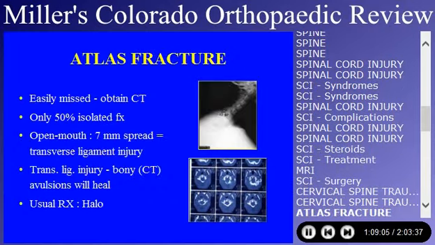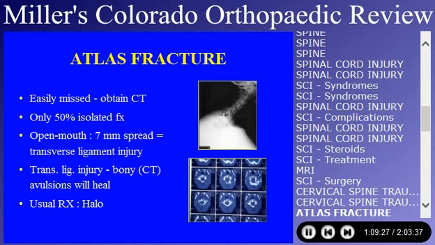Atlas fracture is really the most easily missed of all the cervical spine injuries. When in doubt, obtain a CT scan. Only 50% of the time will it be an isolated fracture. So anytime you see a C1 ring fracture, you should aggressively look elsewhere, either adjacent in C2 or lower down in the cervical spine, for either contiguous or non-contiguous trauma.